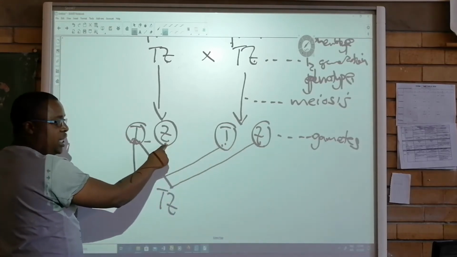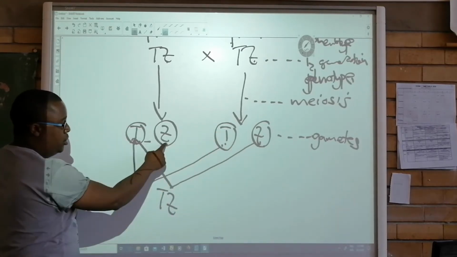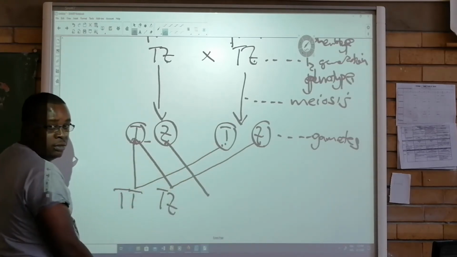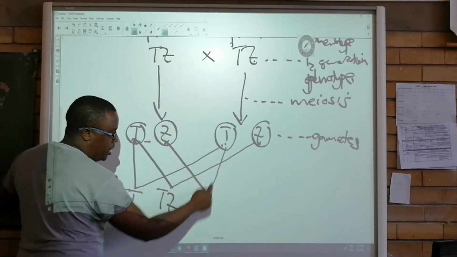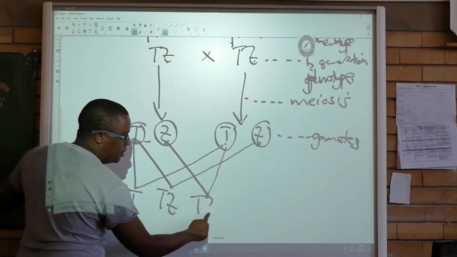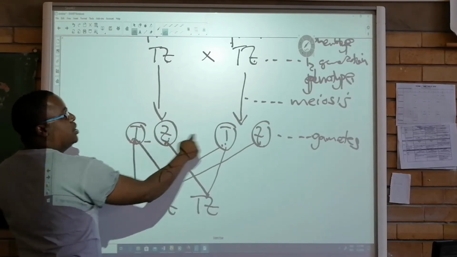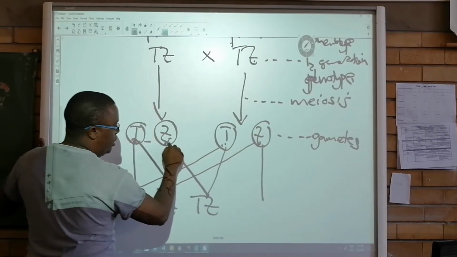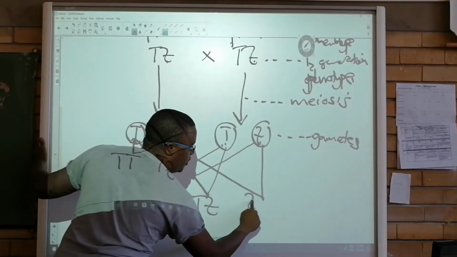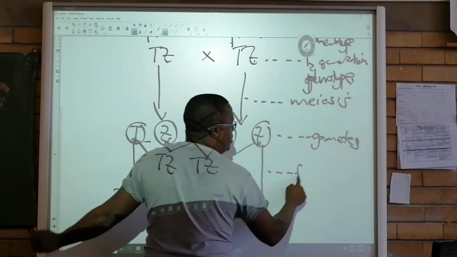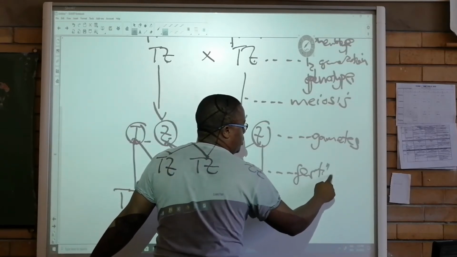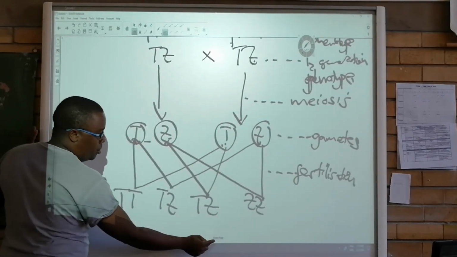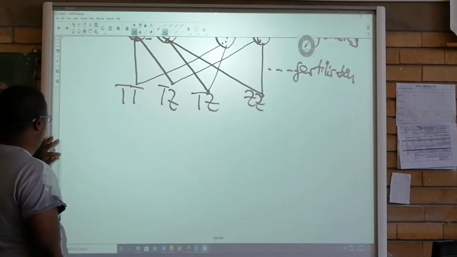So you start with this one, and then you work with all the other possibilities. So this one can fuse with that one. So I drop a line, and then I take that fuse, and then they give me this genotype. But this one can also fuse. So I drop a straight line here, and then I take that, and then I have that. What is this? This is your fertilization. Okay. I hope you get it.